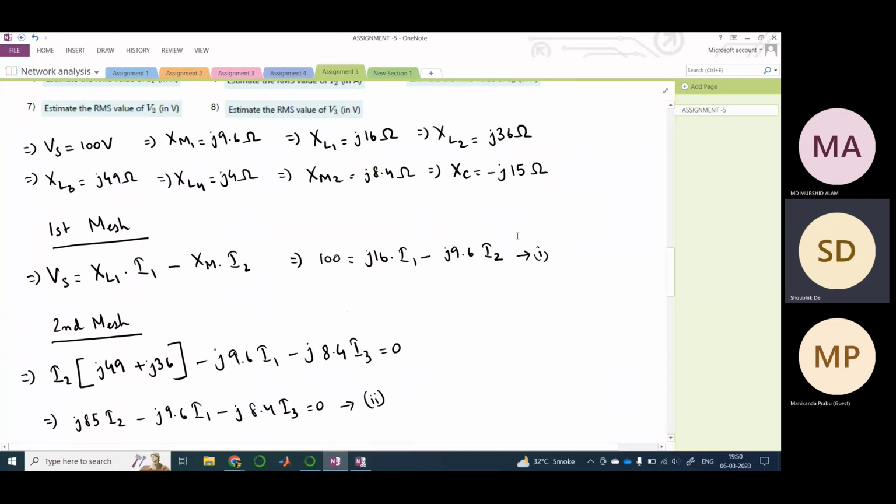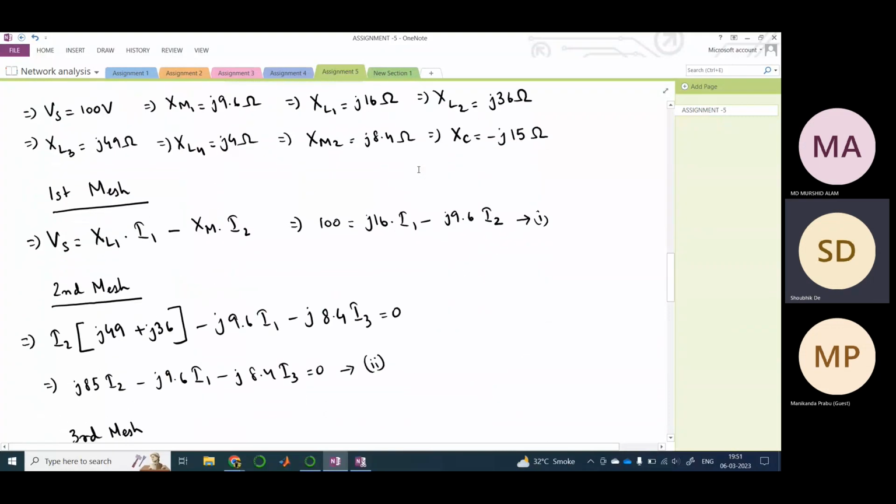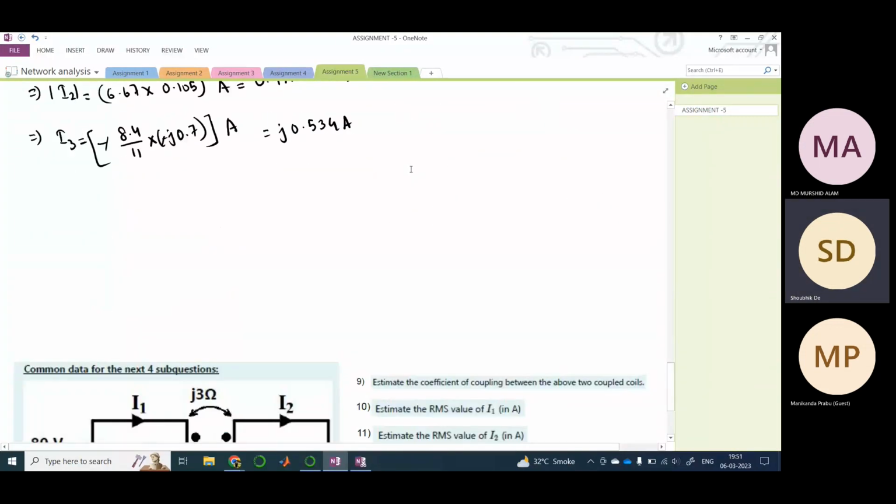Now they have told us to calculate V2 and V3. So V2 is the potential difference across either L2 or L3, you can calculate it like this, and V3 is the potential difference across L4 or C. Whichever way you calculate across L2 or L3, you will get the same answer. You have to get the same answer because it is essentially the same, right?